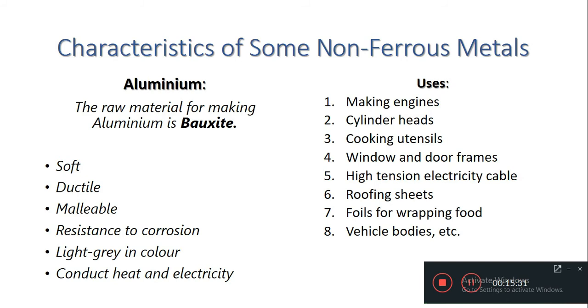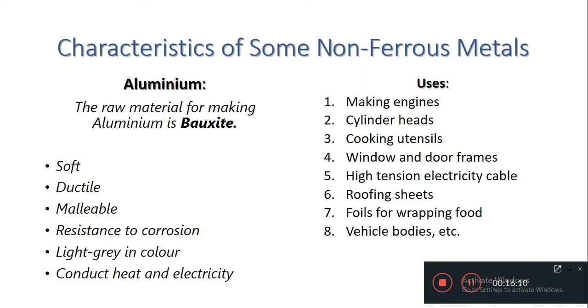Now, to some characteristics of non-ferrous metal. One, we will look at aluminium. Now, aluminium is obtained from a raw material called bauxite. What are the properties of aluminium? Aluminium is soft, ductile, malleable, resistant to corrosion, light gray in color, and conducts heat and electricity very well.